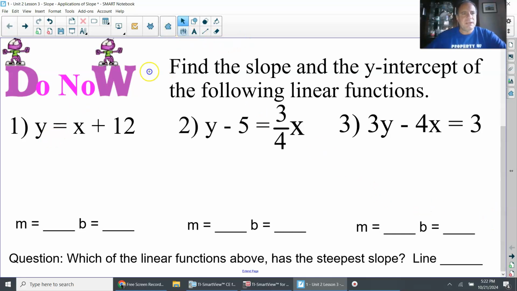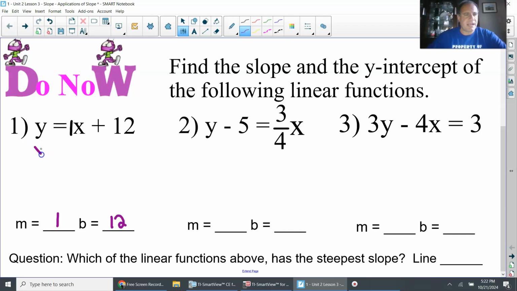Remember, number one, if it's in y equals mx plus b format, you could just go ahead and get the m, which is the number before the x, so that is 1, and the 12 is the y-intercept. Remember, it has to be in that format, y equals mx plus b, to do that, and it is, so there's nothing else to do. But this one is not. It's not in y equals mx plus b, so you have to go ahead and solve for y.